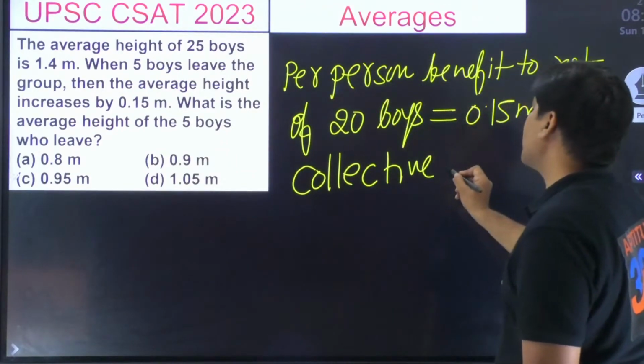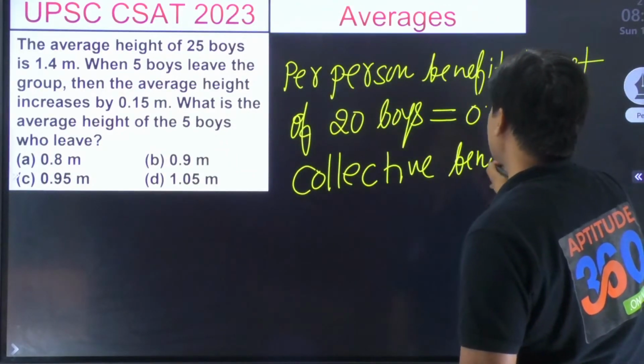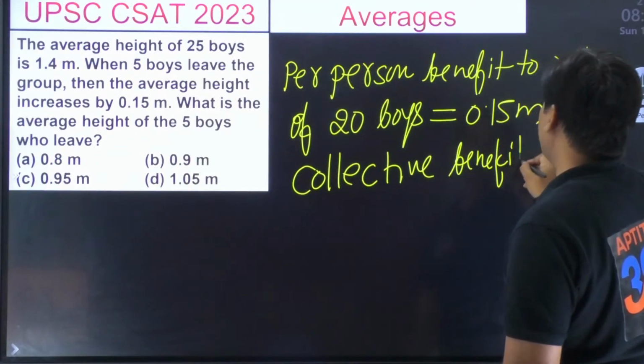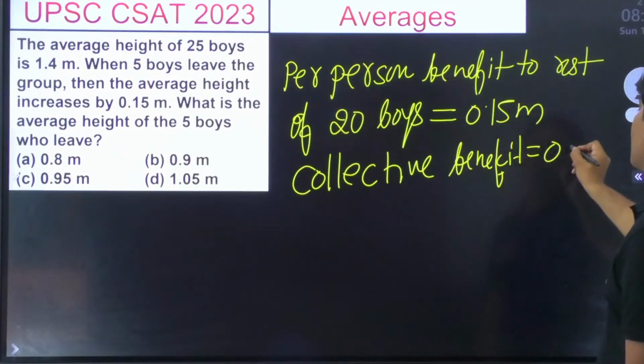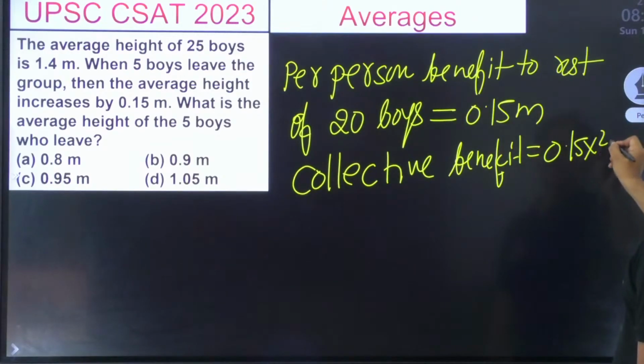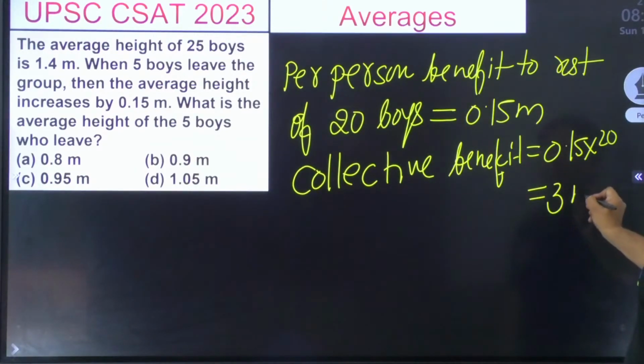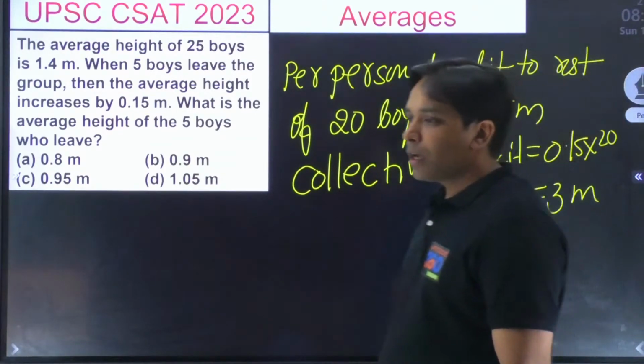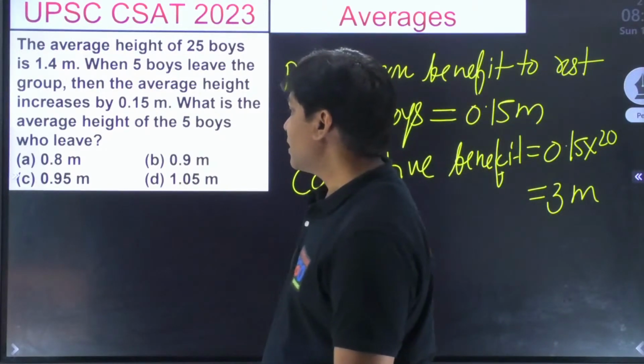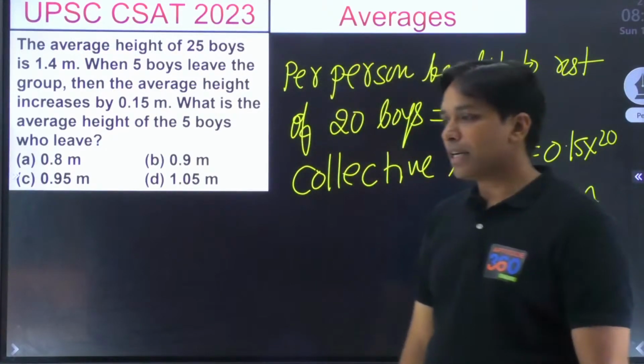So what is going to be the collective benefit? The collective benefit comes out as 0.15 into 20, which is 3 meters. B. Prisha is getting B, Karthik is getting B.